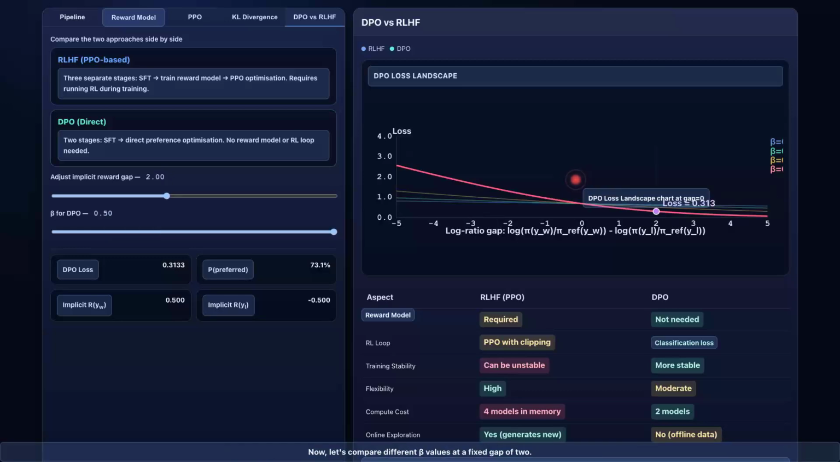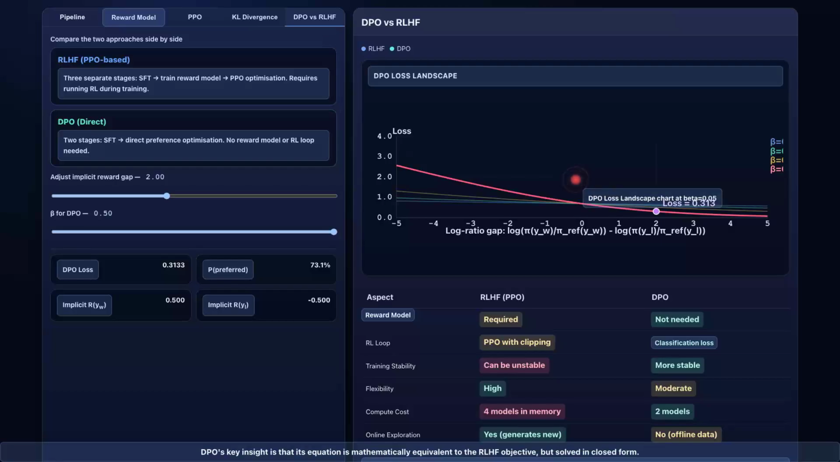Now, let's compare different beta values at a fixed gap of 2. Lower beta values produce flatter curves, meaning weaker gradients and slower, gentler learning. As beta increases, the curve becomes steeper, giving a stronger learning signal but risking overcorrection. Notice how the thick curve shifts as we change beta.